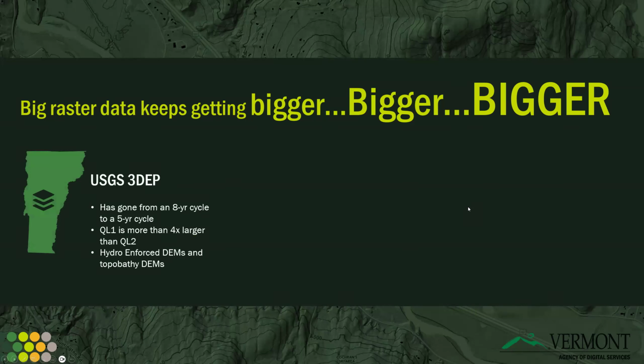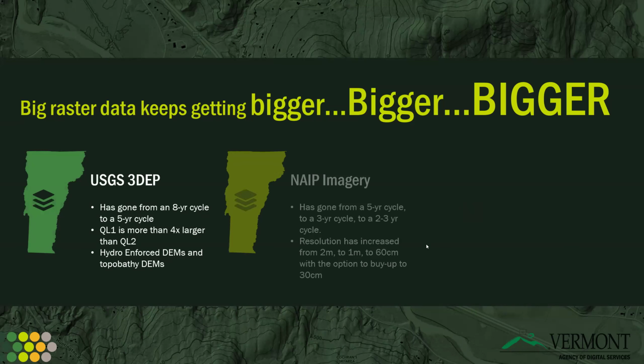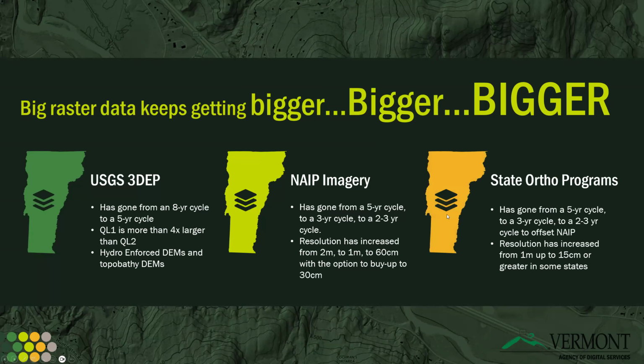Okay, so big raster data, man, it gets bigger, and bigger, and bigger. And I think USGS 3DEP speaks to that in terms of they've gone from an eight-year cycle to a 5-year cycle. QL1 is much larger than QL2. And then there's other considerations like hydro and forest and topobathy. And so the data just keeps piling up. And NAIP imagery is very similar. They've gone from a 5-year cycle to a 2 to 3-year cycle, and their resolution has increased as well. And along with that, state ortho programs are on a similar kind of path. And all of this is resulting in a huge amount of information.